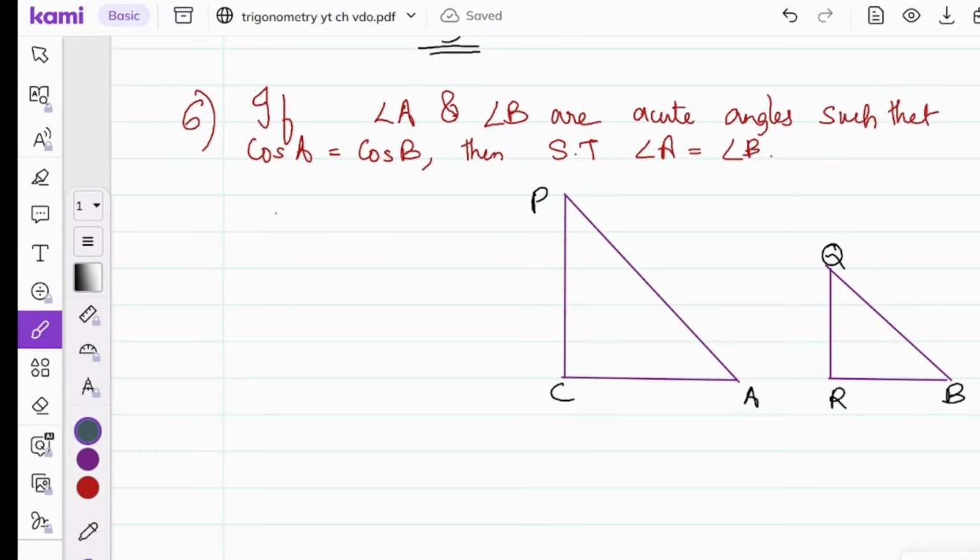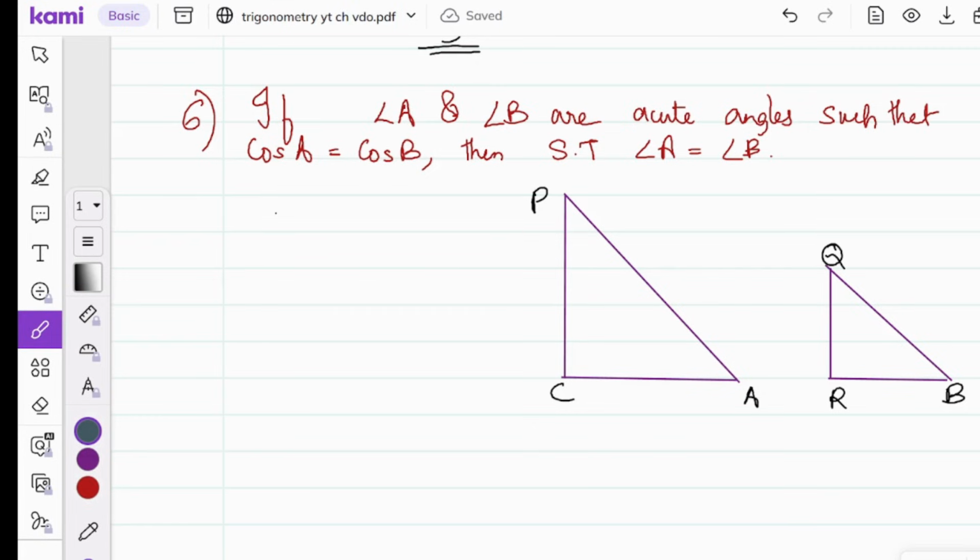So now let's do question number 6. In this question, if angle A and angle B are acute angles such that cos A equal to cos B, then we have to show that angle A equal to angle B. This is the question. So let me draw these two triangles.